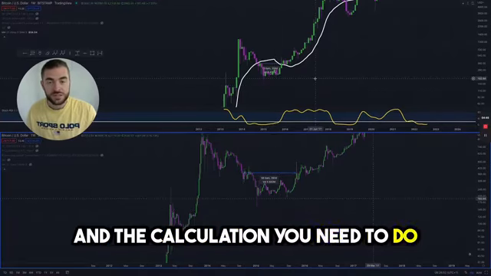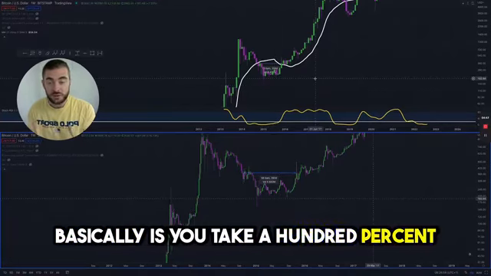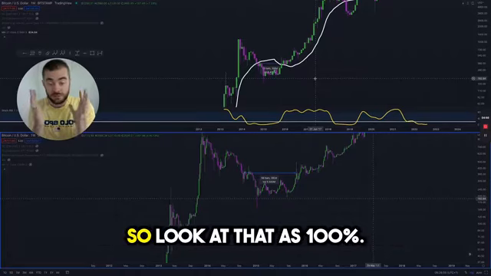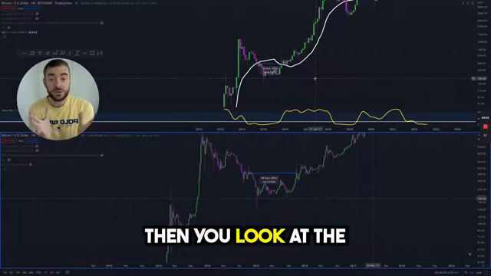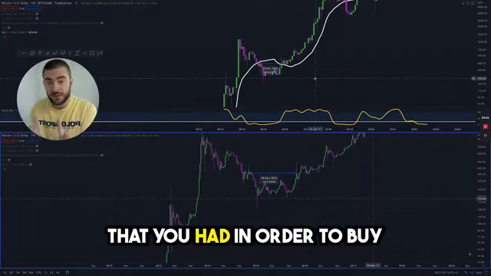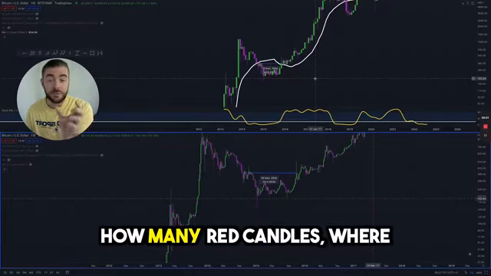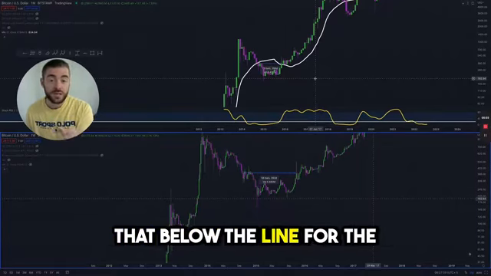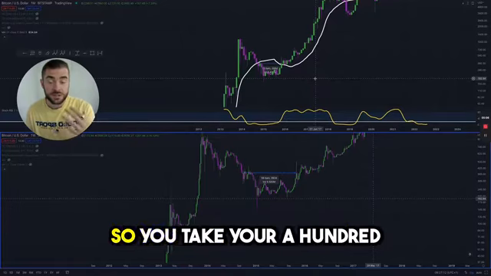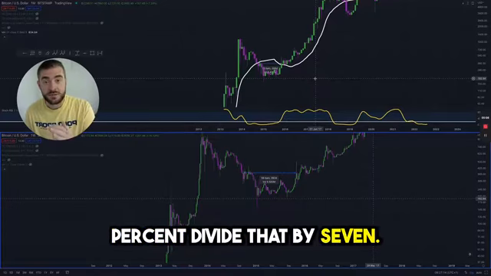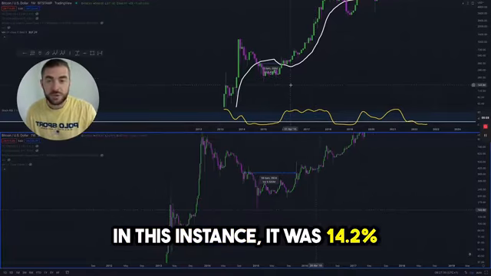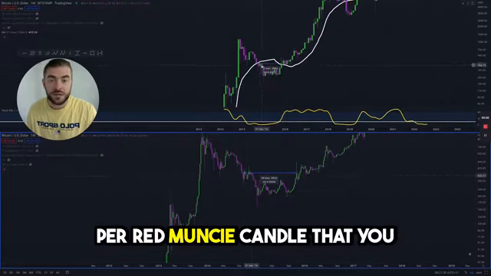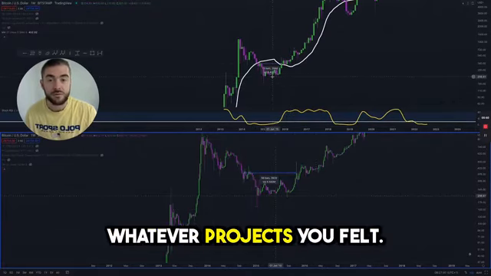And the calculation you need to do basically is you take 100% of your capital that you've got. So look at that as 100%. Then you look at the amount of opportunities that you had in order to buy, aka how many red candles were there below the line. For the monthly chart, there were 7. So you take your 100%, divide that by 7. In this instance, it was 14.2% per red monthly candle that you would have allocated into whatever projects you felt.